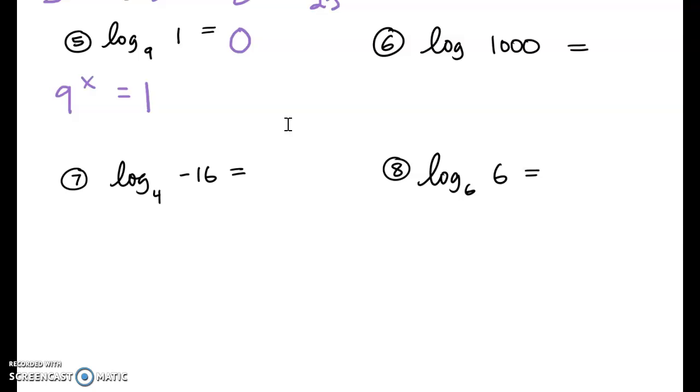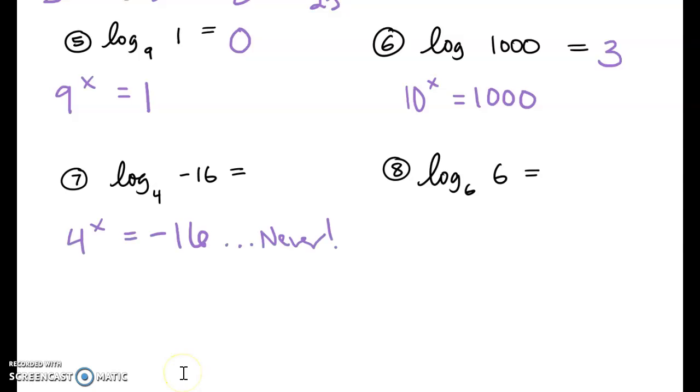All right, try number 6. As you can see, for number 6, I got 3. Go ahead and try number 7 now. I hope number 7 didn't trick you, and I hope you're able to figure out that this log can actually not be evaluated. If we have something to a power equal to a negative number, like that's just not possible.